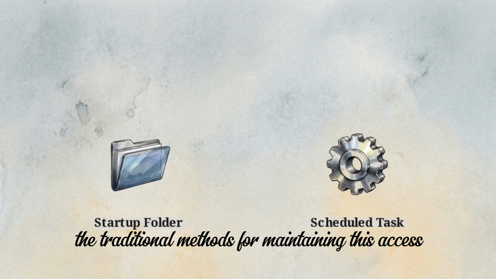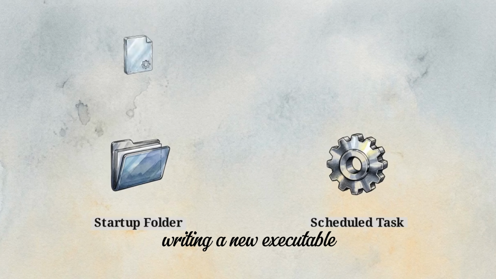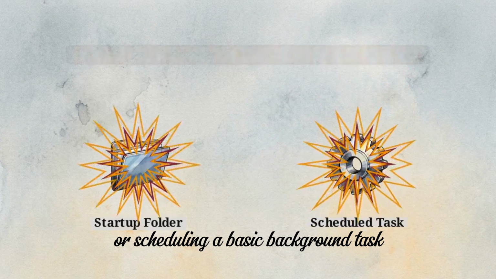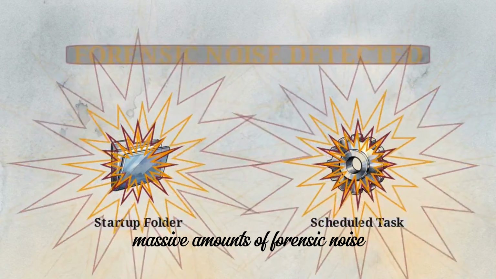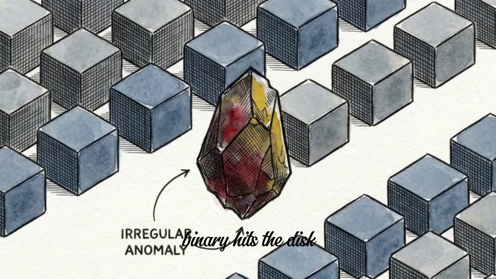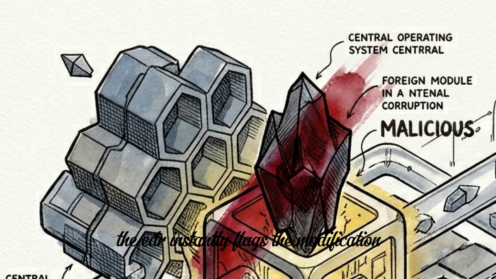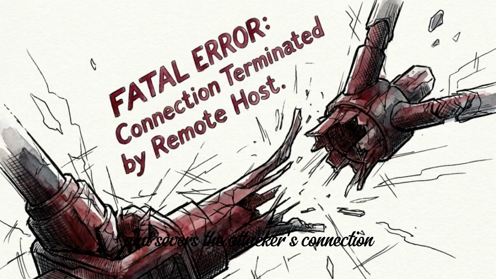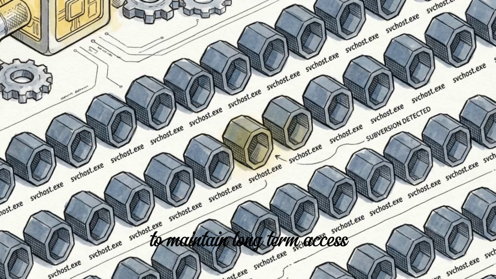The traditional methods for maintaining this access, writing a new executable into an auto-start folder or scheduling a basic background task, generate massive amounts of forensic noise. Modern endpoint detection and response systems monitor the file system continuously. If a suspicious binary hits the disk, the EDR instantly flags the modification, quarantines the file, and severs the attacker's connection. To maintain long-term access, highly advanced threat actors stop fighting the operating system and start using it.